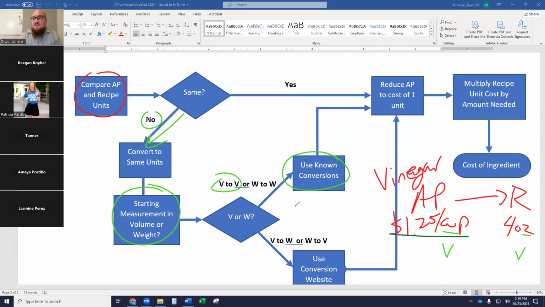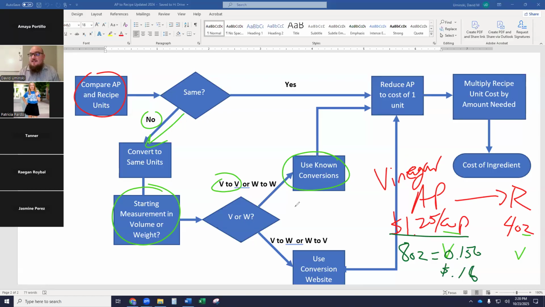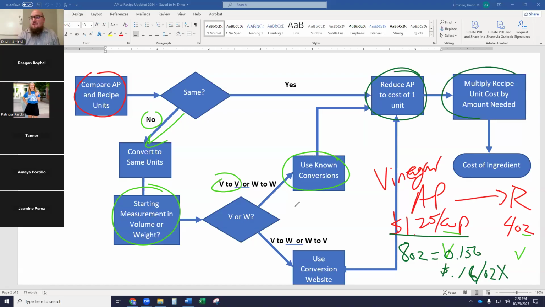So I'm going to divide $1.25 by 8 ounces. When I do that in my calculator, $1.25 divided by 8 is 0.156, which I'm going to round to 16 cents. So 16 cents per ounce. That's my cost for 1 ounce. Then I multiply by the amount needed of 4 ounces. So 16 cents times 4 ounces. This vinegar cost me 64 cents.